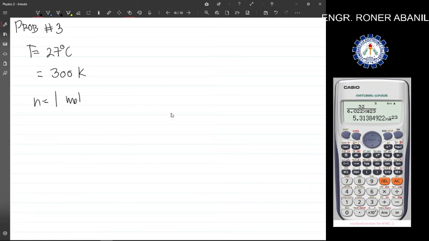Okay? So, pwede natin gamitin dito yung equation na 1/2 m v squared na average is equal to 3 over 2 kT. Pwede natin gamitin yung formula na yan para sa paghanap ng kinetic energy of molecule. Tapos, yung molecular kinetic energy na K_tr for 1 mole naman, pwede natin gamitin yung formula na K_tr equals 3 over 2 nRT. Yan, pwede natin gamitin yan.